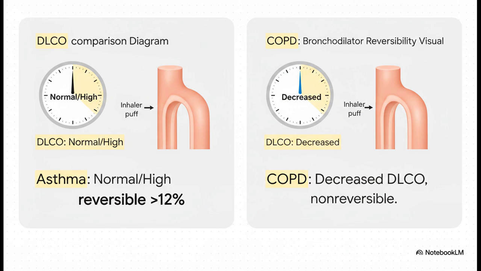The diffusion capacity of the lung for carbon monoxide, or DLCO, along with bronchodilator reversibility, are how you contrast these two pathologies. Asthma features a normal or even high DLCO, and it shows significant reversibility. We're talking at least a 12% and 200 milliliter increase in FEV1 after giving a bronchodilator. COPD, on the other hand, typically has a reduced DLCO, especially if emphysema is present due to alveolar destruction, and it's only partially reversible, if at all.